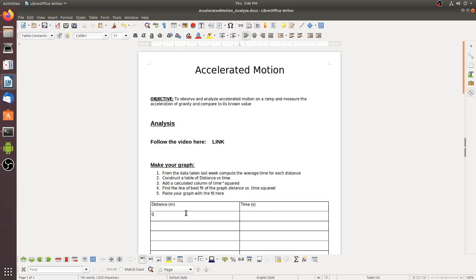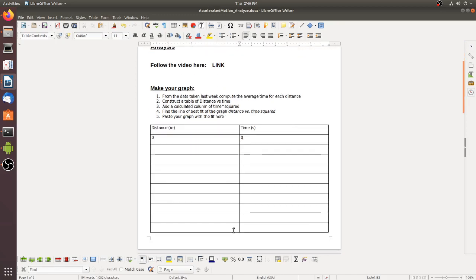And if I would have done the measurement at 0 meters, I know what I would have got. I would have got 0 seconds. So I'm going to add that data point in. And then this would be 0.1 meters. And this would be 0.2 meters. And this would be 0.3 meters. And then 0.4 meters. And then 0.5 meters. And then 0.6, 0.7, 0.8.